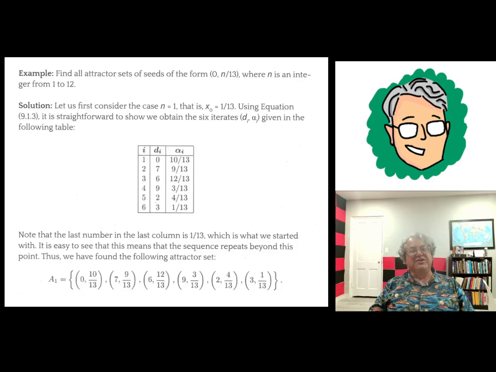I think you guys all remember when you did long division of rational numbers. Sometimes they repeat just at the very beginning, but sometimes they have a pre-period first. And this is kind of typical for dynamical systems. You usually have a pre-period, and then it starts repeating after some time. This one doesn't have a pre-period. It starts repeating right at the beginning. But this is just one of the two attractor sets.